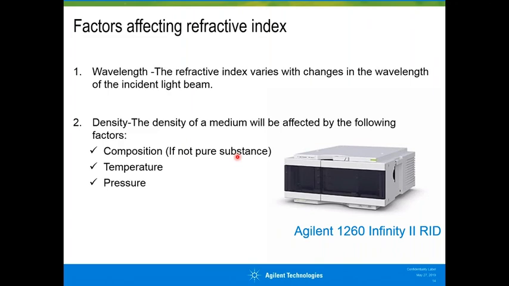Second most important would be your density. The density of a medium would directly affect the following parameters such as composition, temperature, and pressure. Now, temperature is of major influence on a refractive index and must be precisely controlled during the measurement. Any changes in the temperature during measurement will cause wrong results, and will result in negative results.